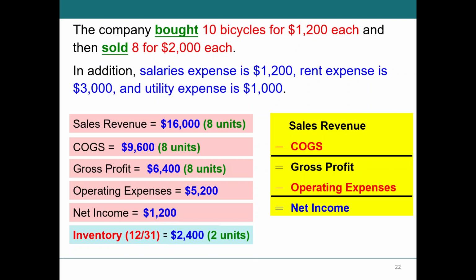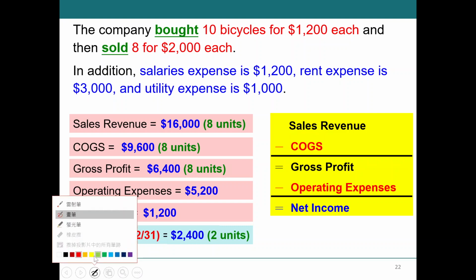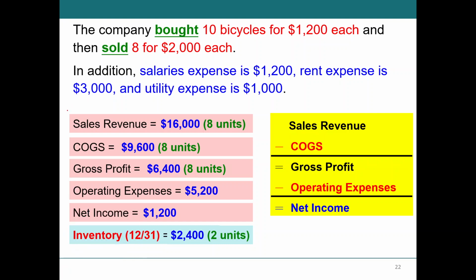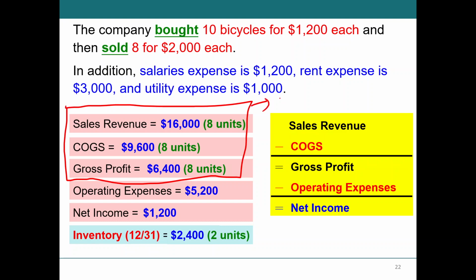Sales revenue minus cost of goods sold, you get gross profit. So we focus on the A unit, right? Why? We want to know, for the A unit we sold, what's the profit we can get. So sales revenue minus cost of goods sold, you get gross profit. So when you sold A unit, you know the profit you got. Okay? Right?